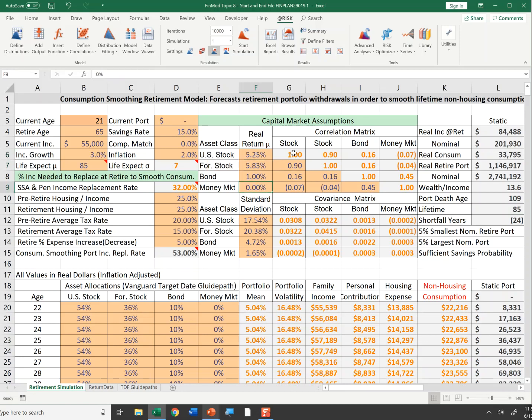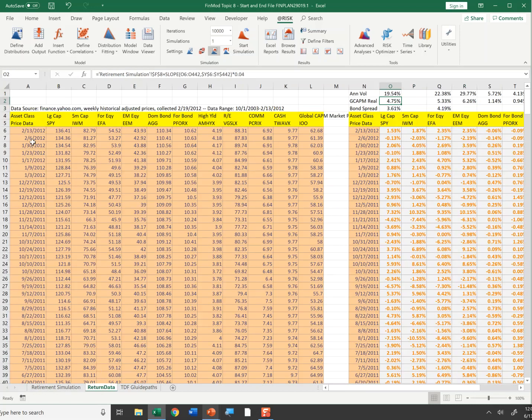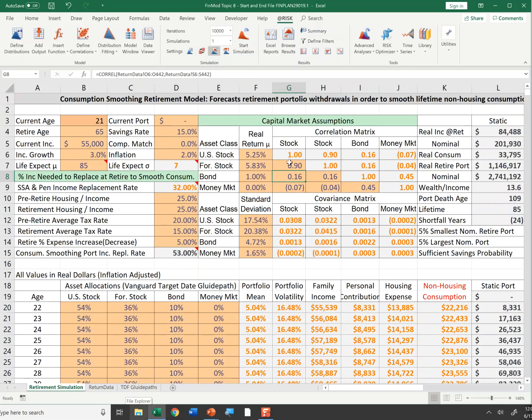And then for money market, I just made the assumption of a 0 real return. And for bond markets, I made an assumption of 1% above money market, or another way of thinking about it is a 4.25% market risk premium between US bond markets and US stock markets. As far as the correlations go, you can see they're linked back to this page here. You'll notice I have 10 years of return data for ETFs that track the major indices, and I'm just using that 10-year correlation. So these are simply historical correlations.